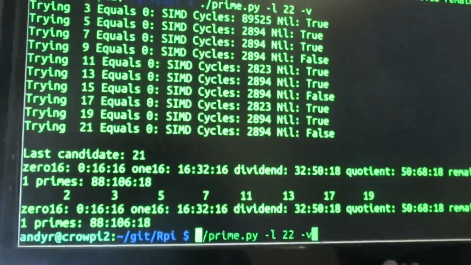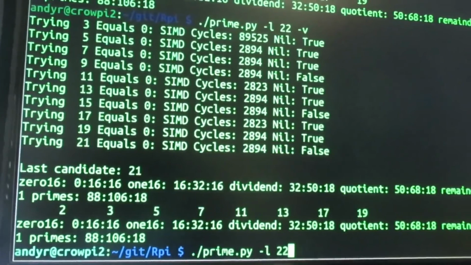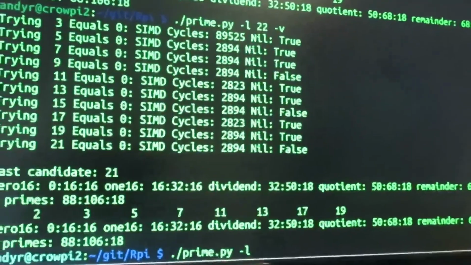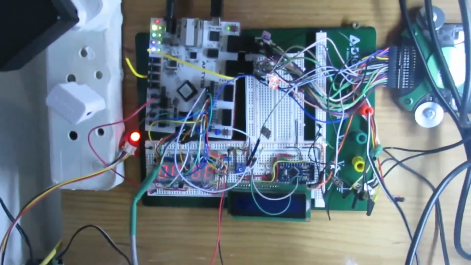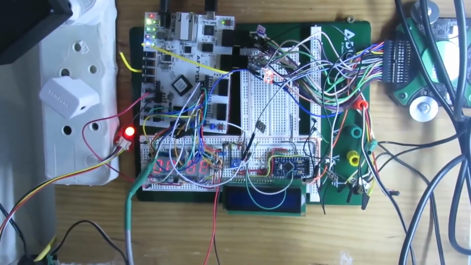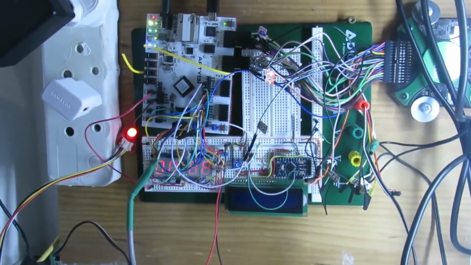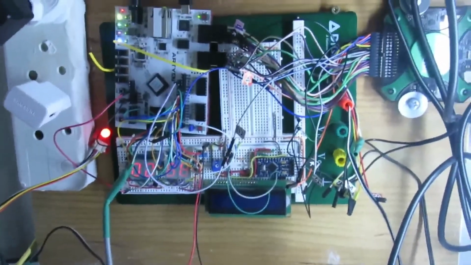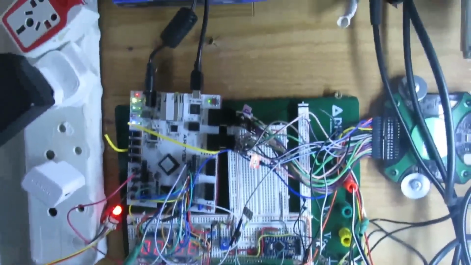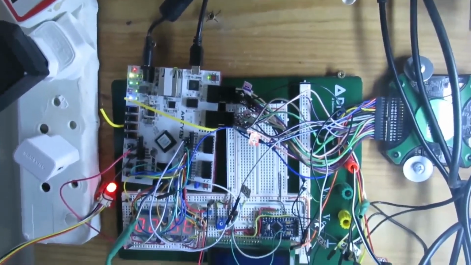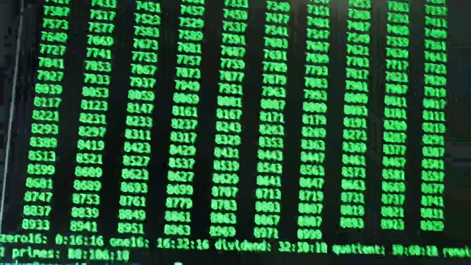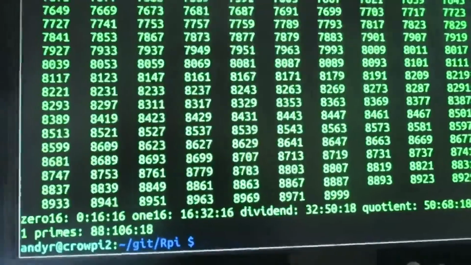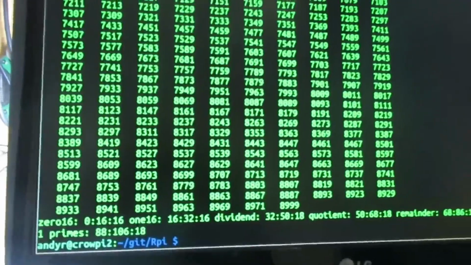Now that is just for 22 numbers. I'm going to now ask it to run up to 9,000 numbers. And if you go back to the SIMD machine over here, you can see that it's doing the calculations. Now the red active light at the bottom there, as you can see, it's quite busy, and what's happening here is that it's being restricted in its speed by the link to the Raspberry Pi. So the Raspberry Pi is managing all of this via Python.